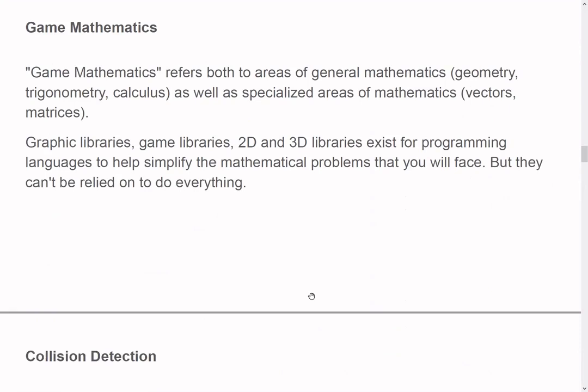Okay, now game mathematics, just like game physics, game mathematics refers to both areas of geometry, calculus, trigonometry, etc. At the same time, specialized areas such as vectors, matrices, and all. So you know that we looked at mathematics for games in a previous video, mathematics for games, physics for games, etc. So that's what we're talking about here. You have the general mathematics areas, plus you have certain specialized areas as well.